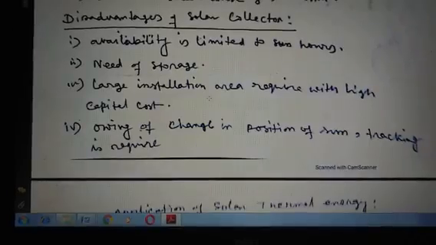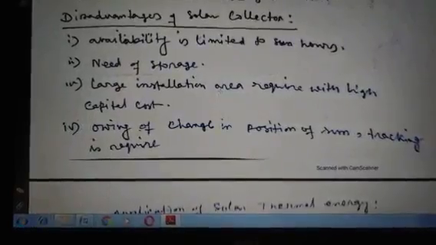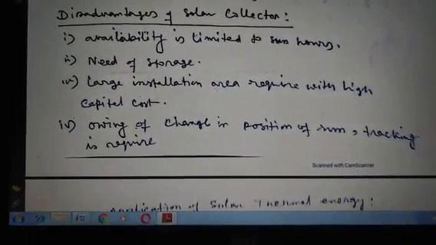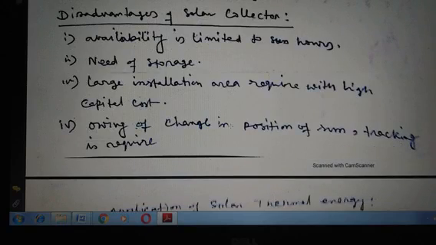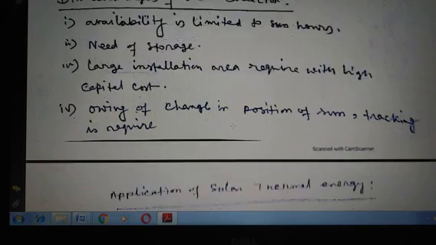Next, a large installation area is required, with high capital cost. We already know that the initial investment cost of solar energy is very high, and large areas are required to install the solar panel. Next point, because of the change in position of the sun, tracking is required. We know the position of the sun is not fixed in the sky throughout the day, because the sun rises in the east and sets in the west. So the position is always changing from time to time throughout the solar hours. So an automatic tracking system is required to capture the sunlight.